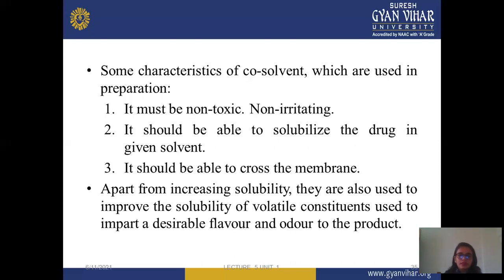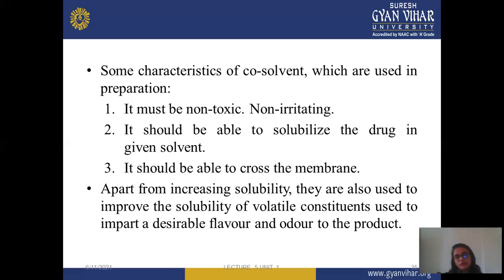Next, some characteristics of a co-solvent used in the preparation: it must be non-toxic or non-irritating. During selection of the co-solvent, in individual form or in combination form, you should assure that the particular co-solvent is non-toxic and non-irritating. It does not show any side effect, toxic effect, or harmful effect to a particular site or organ, and does not irritate the person.